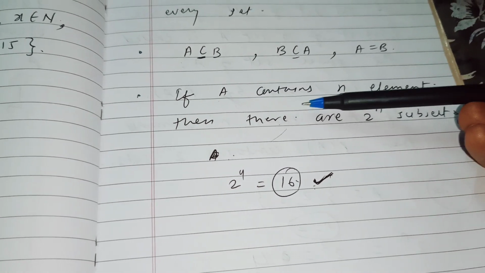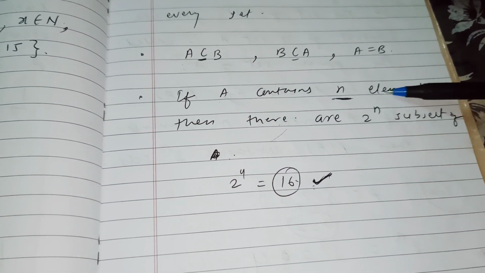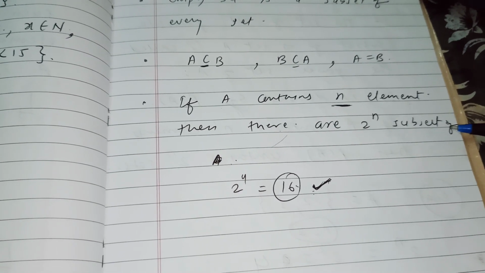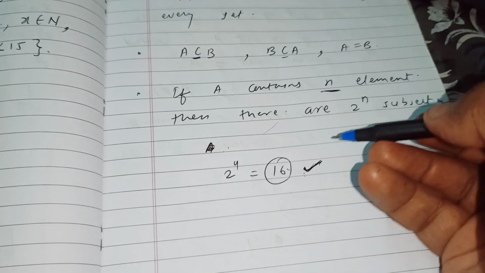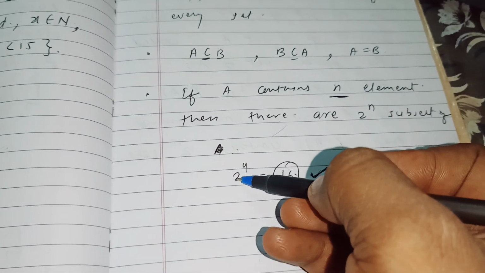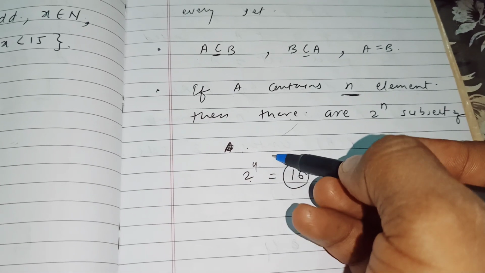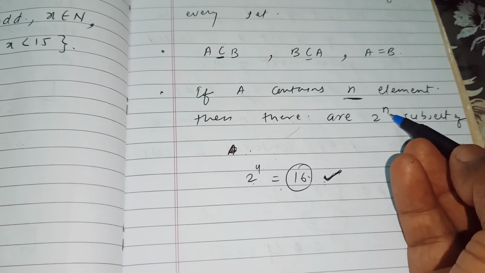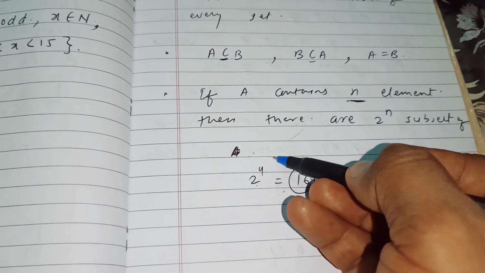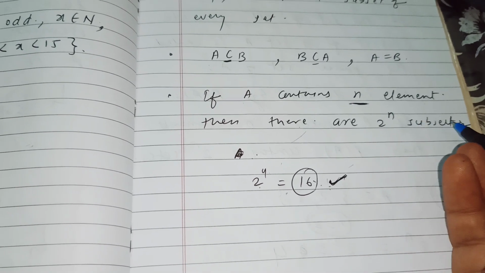Now if A contains n elements, then there are 2 power n subsets of A. So 2 power n is the formula. If the number of elements is 4, we can write 2 power 4 is equal to 16. So 16 subsets can be found.